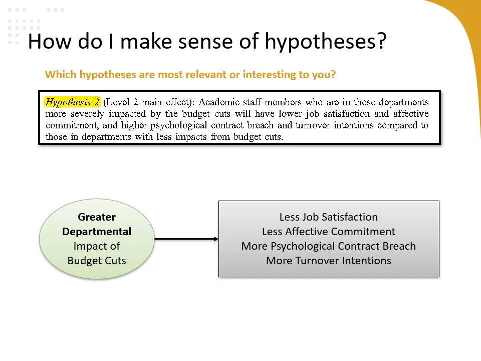Now, hypothesis 2 is also for a main effect. So main effect, just looking at one variable at a time and how it impacts the outcomes. So in this case, the impact of budget cuts would be your independent variable. And then these are your dependent variables, your outcomes. But we're basically just saying departmental budget cuts are going to have a similar impact as the individual budget cuts. It's not a good thing.